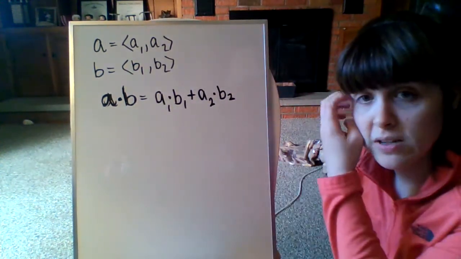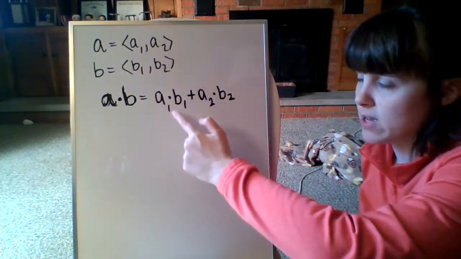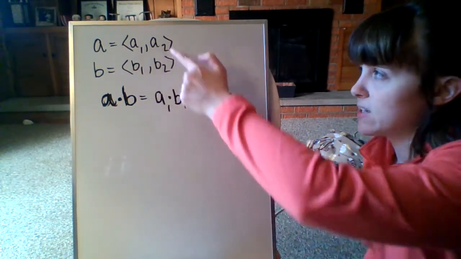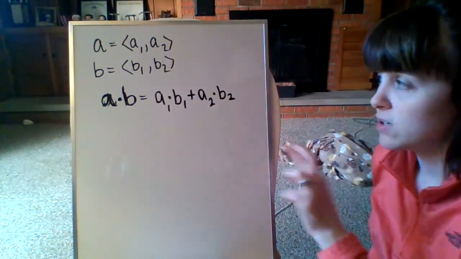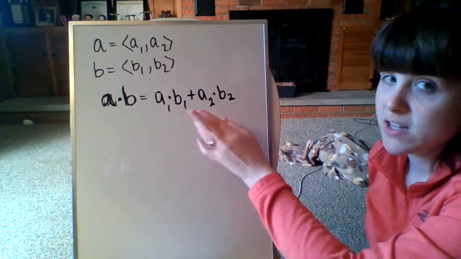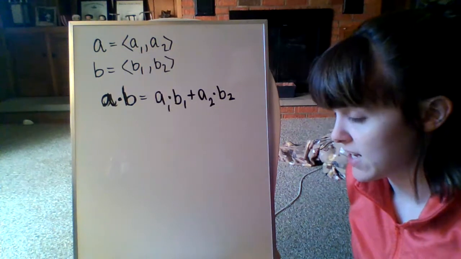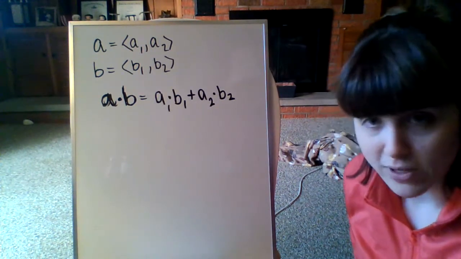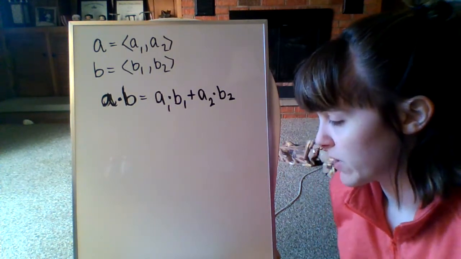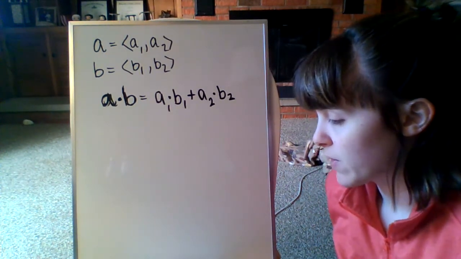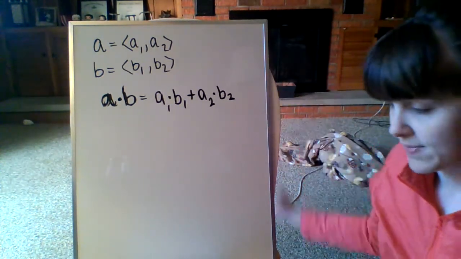So you're going to multiply the first components of each vector, A1 times B1, plus the second components, A2 times B2. You multiply these, and then you add them. Another way of saying this, reading straight from your notes: the dot product of two vectors is the sum of the product of their first components and the product of their second components, which I demonstrated right there.